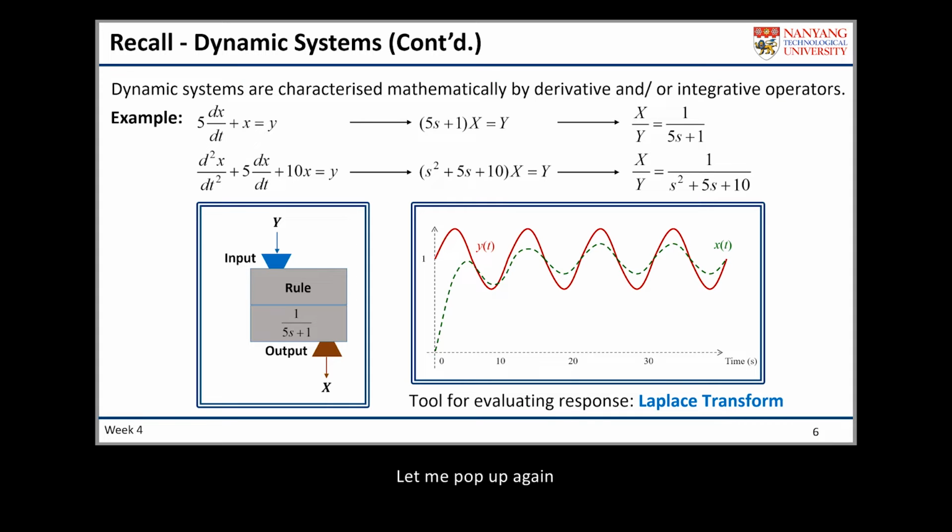Let me pop up again one of the slides that we have already seen in the first week when I introduced the dynamic system to you. As I have already mentioned last time, a dynamic system is always represented by a differential equation to correlate the output and input here. And the main feature that differentiates a dynamic system from a static system is that the output of a dynamic system is varying in time, even though you are giving a constant input.